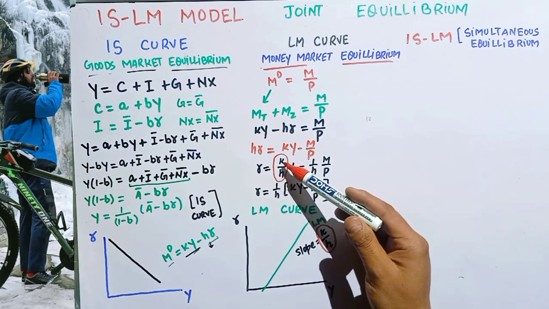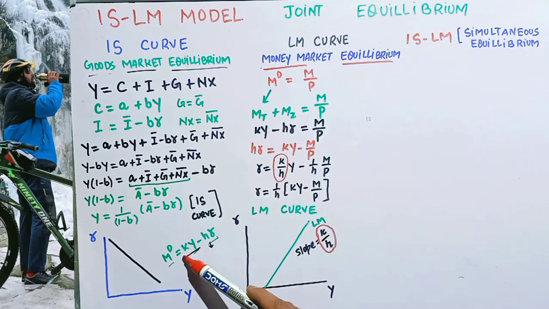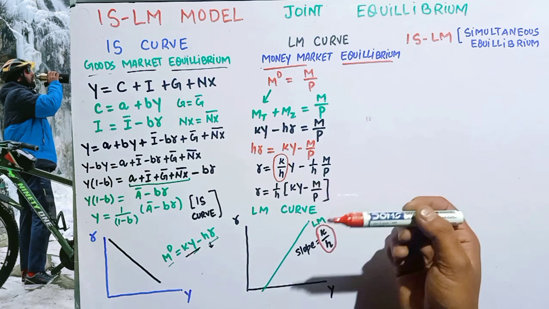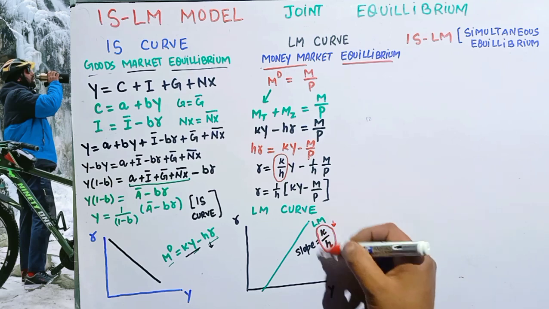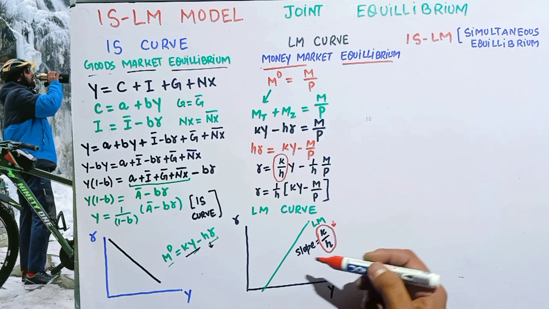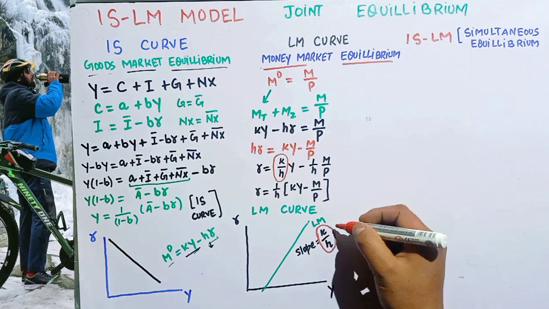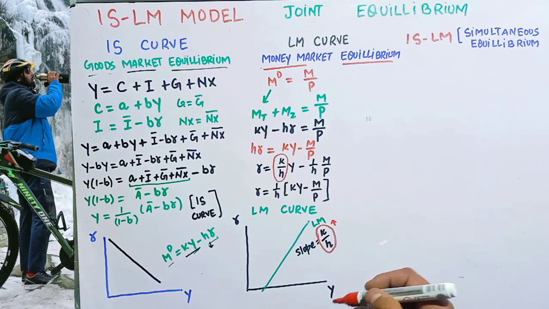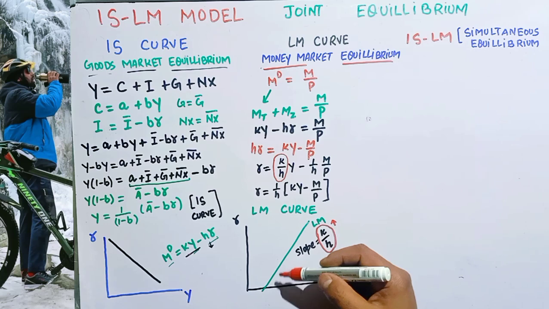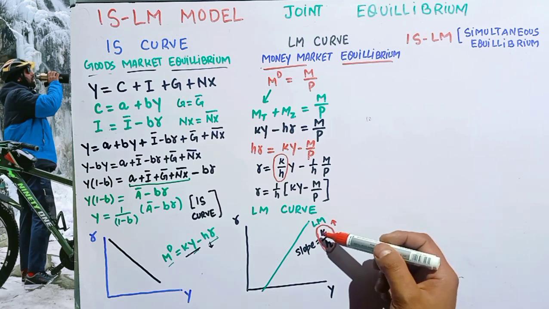Here k is the income sensitiveness of money demand. If demand for money is not sensitive to income, then this k will be smaller. When k is smaller, this whole term will be small. That means in this case our LM will be flatter. If the demand for money is very sensitive to income, then k will be higher, because the numerator will be higher, so this whole term will become larger. That means at that time our LM will be steeper, and it explicitly depends upon the value of k here.